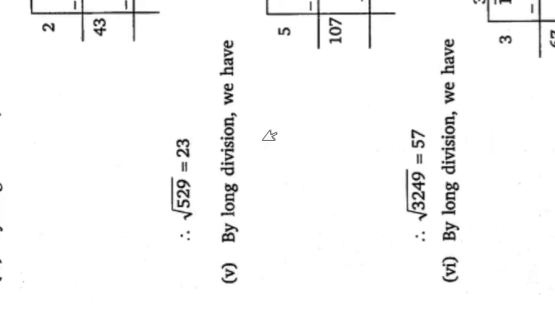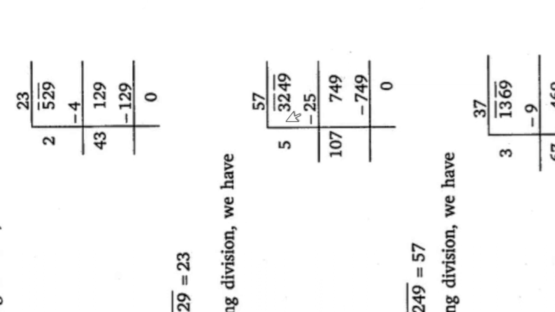Now, further the number is 3249. Again we will make the pair, starting from the unit digit. This is the first pair, this is the second pair. So, we will take this one pair first. We will divide with such a number that we get the square number. So, 5 5s are 25, up to 32. 5 5s are 25, a square number. So, remaining is 7.